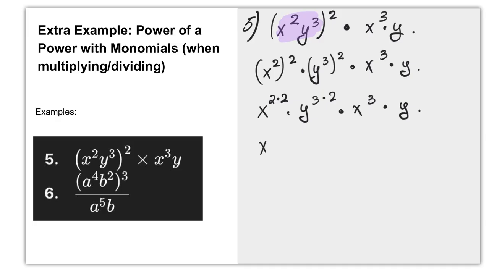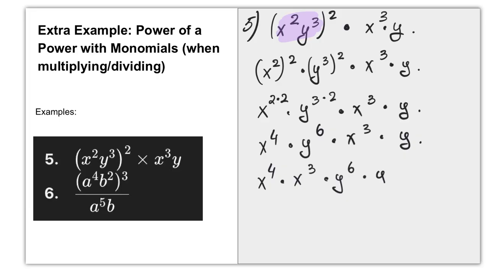So x to the fourth power times y to the sixth power times x to the third power times y. So now let's get the same bases together: x to the fourth power times x to the third power times y to the sixth power, moving the y to the other side. Don't forget it's 1 in here.